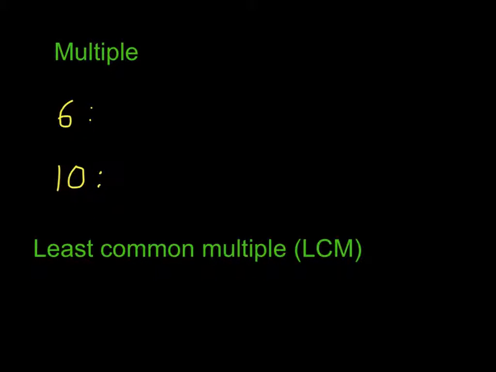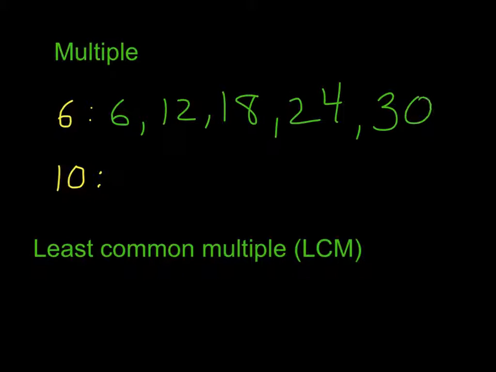So in this case, I have 6. So if I count by sixes, I get 6, 12, 18, 24, 30. And it would go on and on and on. I'm going to stop there. Now I move to the 10 and I find the multiples of 10. And I go 10, 20, 30, and I could go on and on and on.